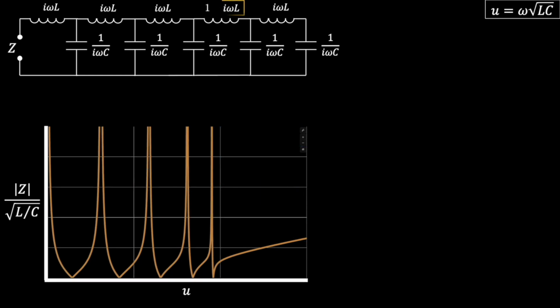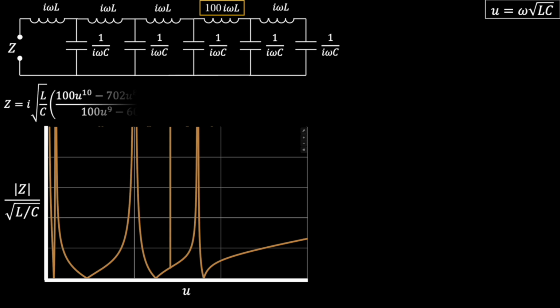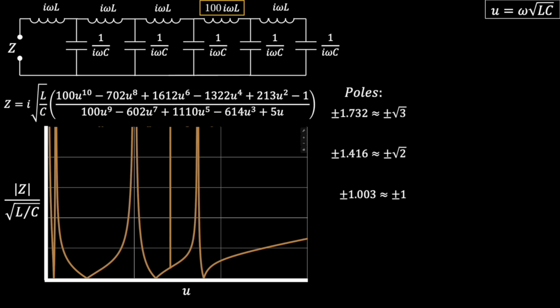Now I'll increase the size of one of the inductor elements up to a factor of 100. Watch how the location of the poles shift as the inductor increases its value. There are still some interesting patterns to pick apart here even after this shift.